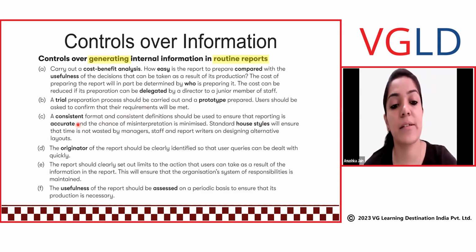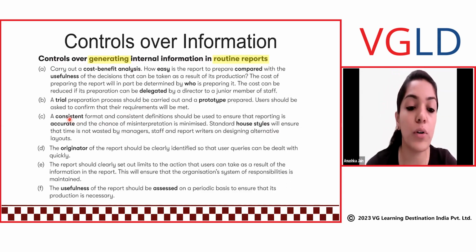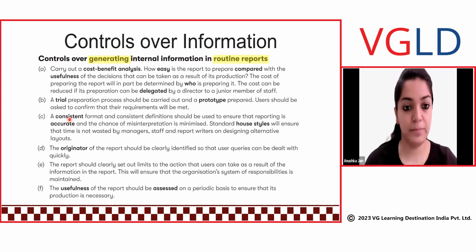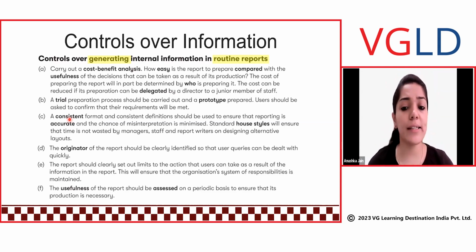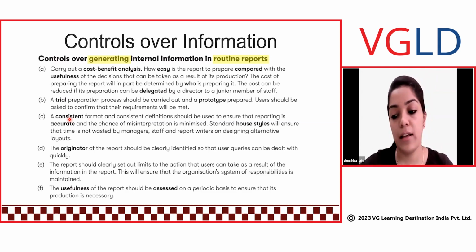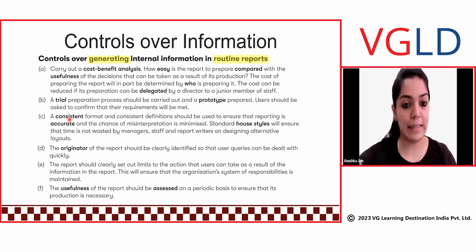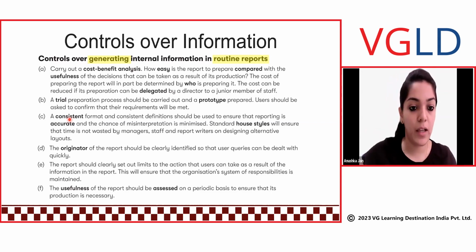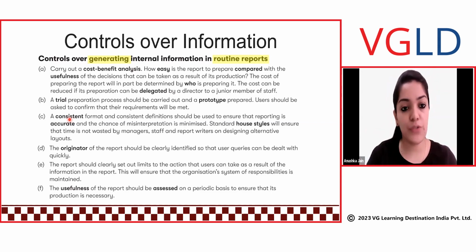Okay. Next, a consistent format and consistent definitions should be used to ensure that reporting is accurate and the chance of misinterpretation is minimized. So I'll give you an example here. Let us say we have monthly reviews with our CFO in the company. One month I present in a certain way. Another month I present in a different way. And then the next month I present in a third, different way. So every monthly report which we have to give to the CFO, we are preparing in different manners.